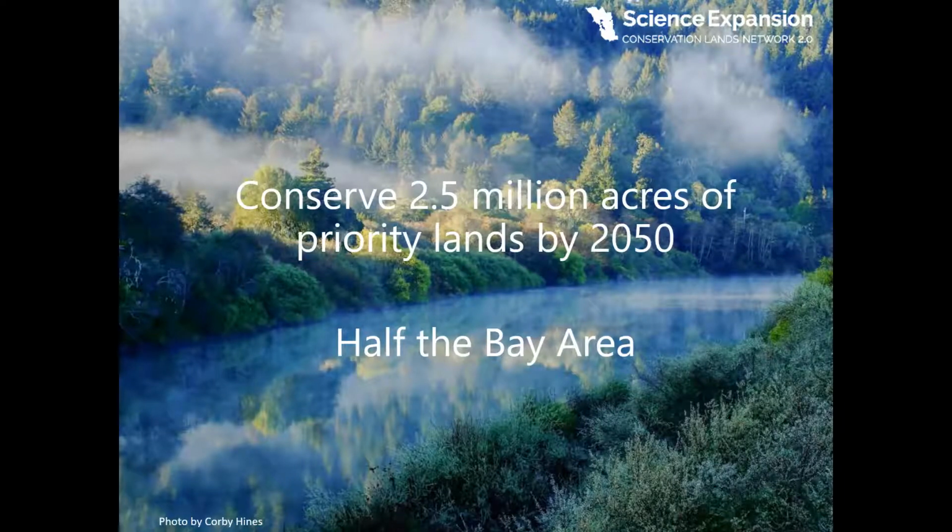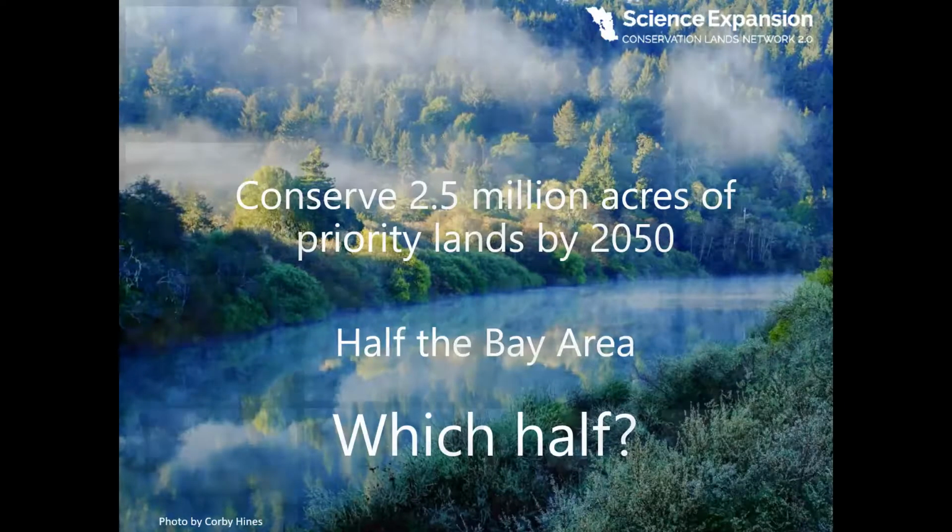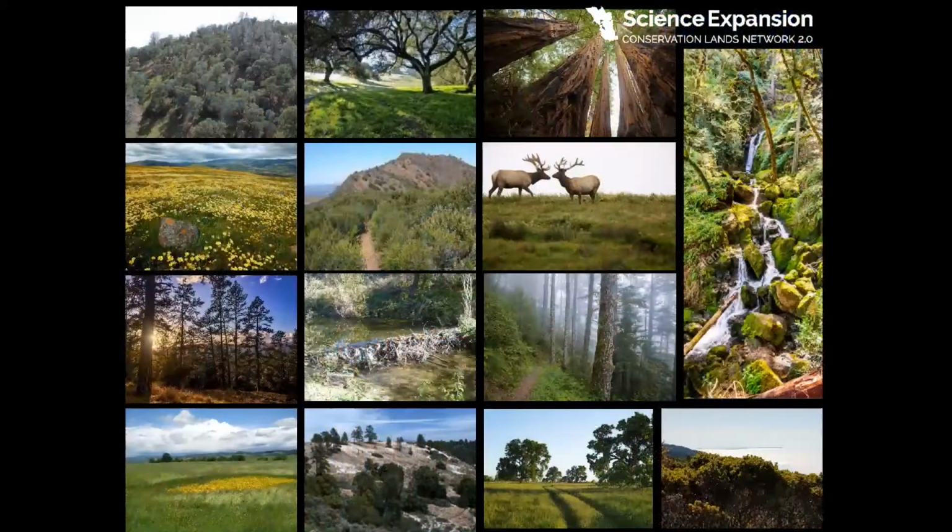But we don't want to just go out there and conserve half the Bay Area willy-nilly. We really want to answer the question, which half? The half that we are going for, we want to make sure has the sum total of the habitat types in the Bay Area that will house the sum total of the biodiversity that we have here in the Bay Area. And conservation planning as a discipline has given us the tools to do just that.